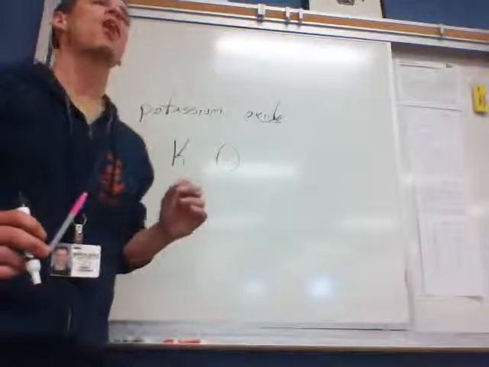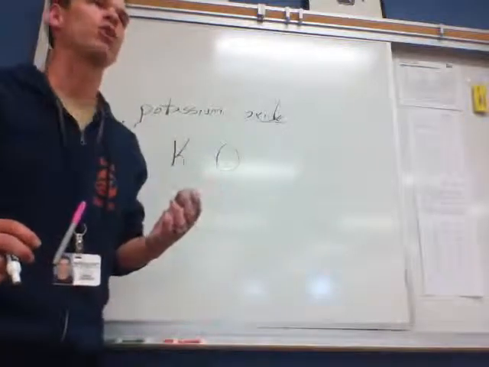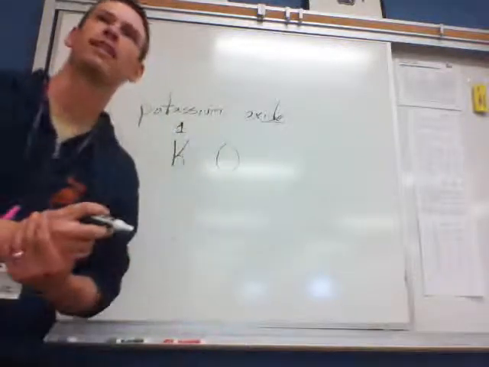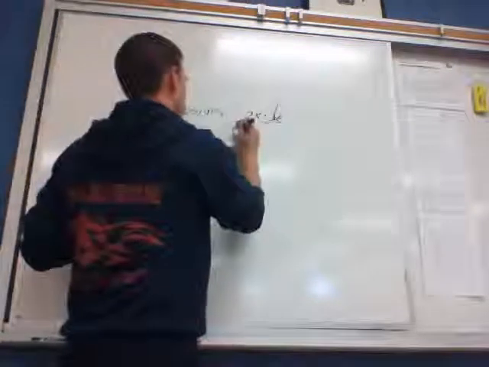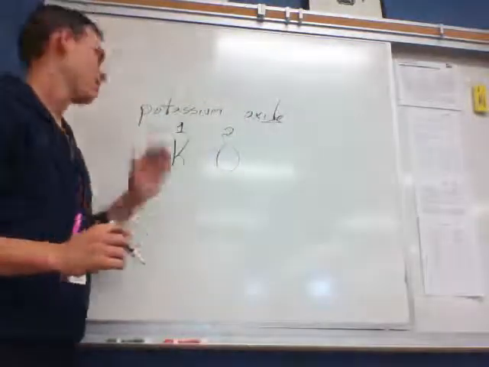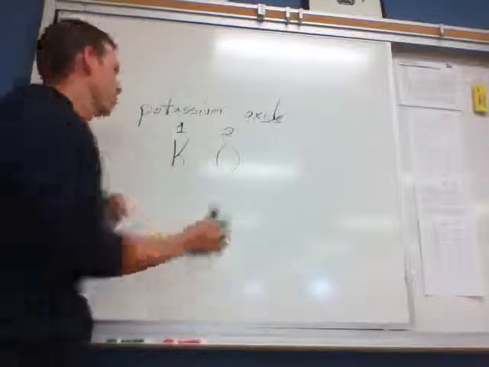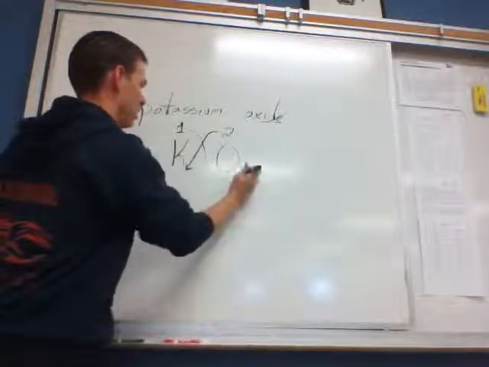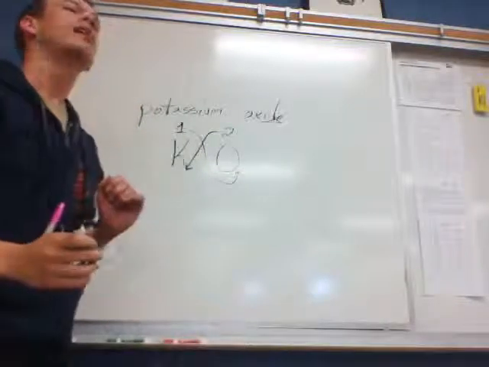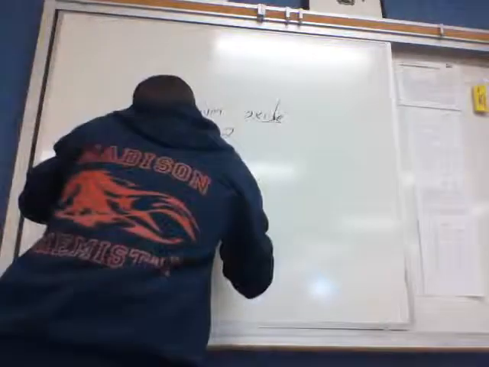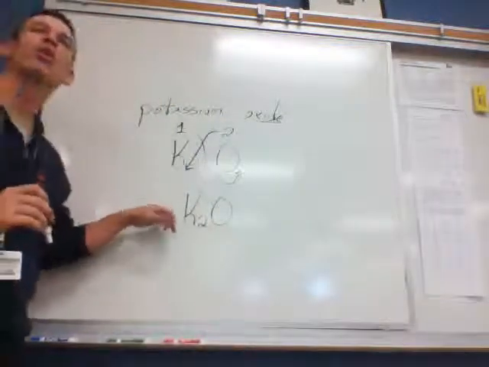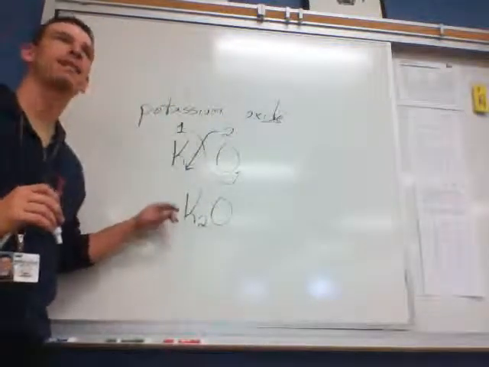What is potassium's oxidation state, its predicted charge? It's +1. All right, what is oxygen's oxidation state? -2. All right, a plus and a minus. It's ionic. Awesome. Crisscross. K2O. Perfect. This is the only correct way to write potassium oxide.